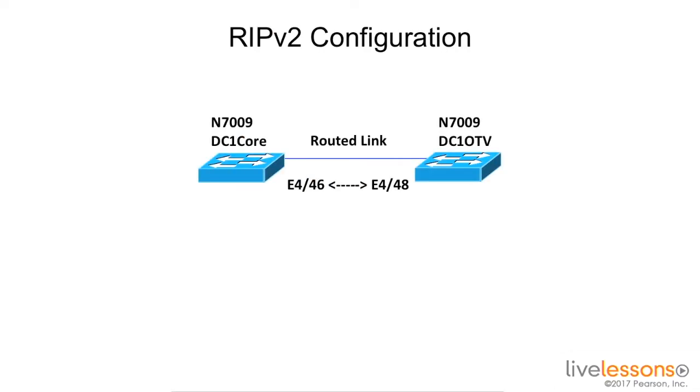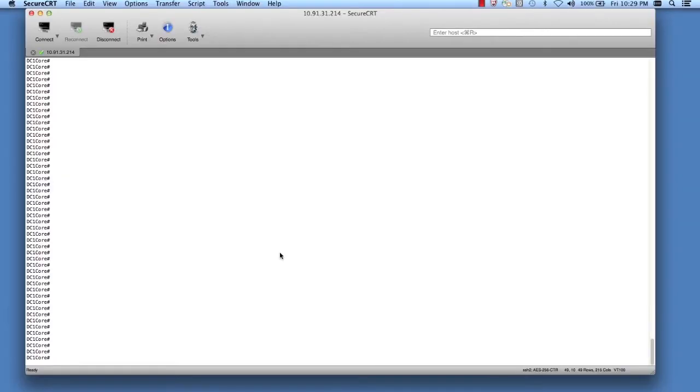This is our current technology that we're going to use during this demonstration on how to configure RIP version 2. I have two Nexus 7Ks connected over a routed link between Ethernet port 4/46 and Ethernet port 4/48. Let's get started. I'm on my DC1 core device.